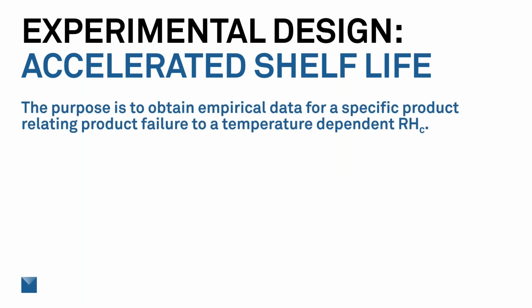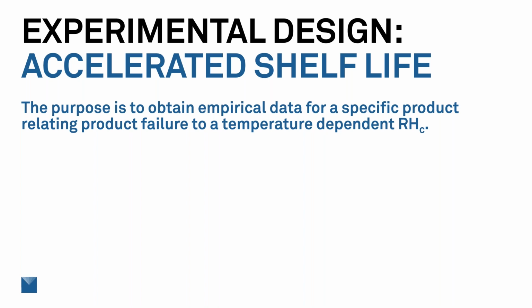So now I'd like to talk about an example of accelerated shelf life testing. Accelerated shelf life testing can be a little complicated because you have to determine your mode of failure and be able to track that. So I just wanted to talk about some of the key objectives when you're setting up an accelerated shelf life test method. The purpose is to obtain empirical data for your specific product.